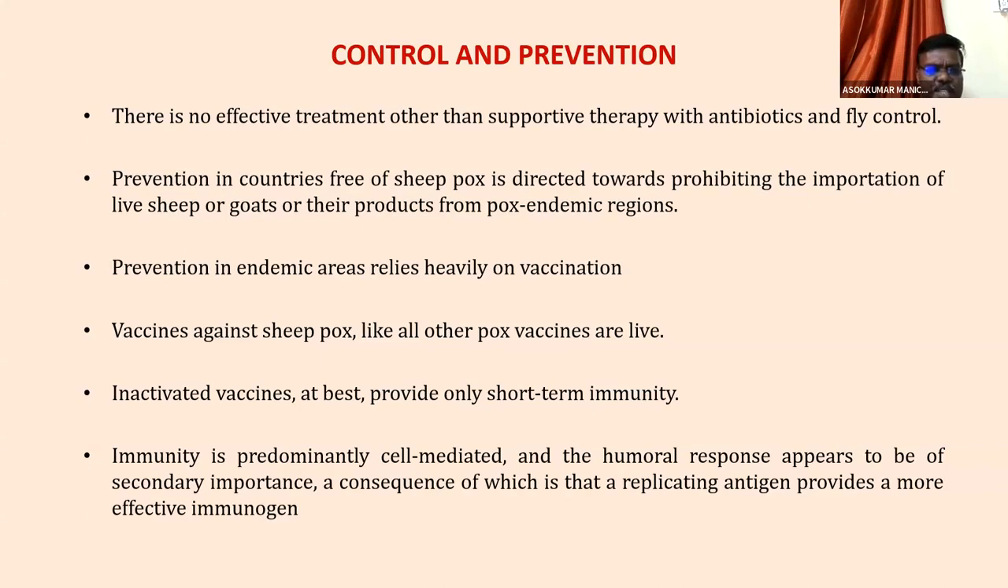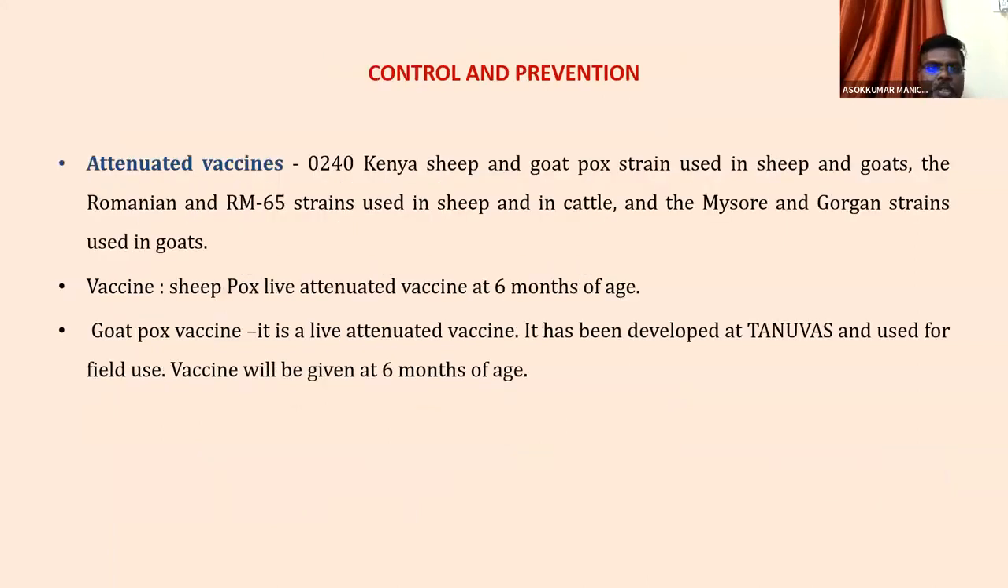Inactivated vaccines at best provide only short-term immunity. Suppose there is no option to get live attenuated vaccines, then in such circumstances we may go for inactivated vaccines also, but they yield only short-term immunity. The immunity is predominantly cell-mediated. Of course, for all pox viruses we need cell-mediated immunity, but the humoral response appears to be of secondary importance, the consequence of which is that a replicating antigen provides a more effective immunogen.